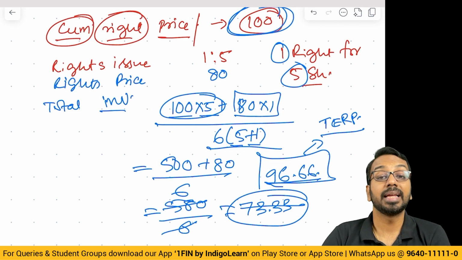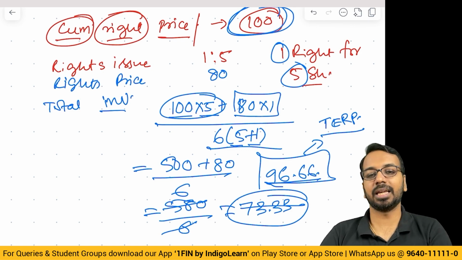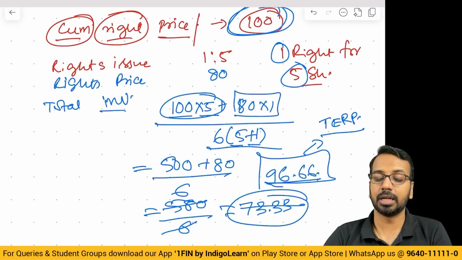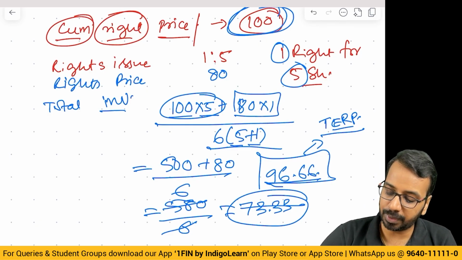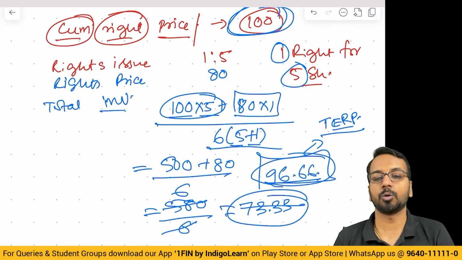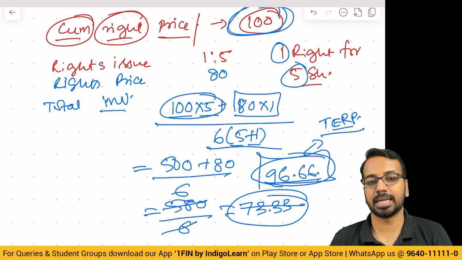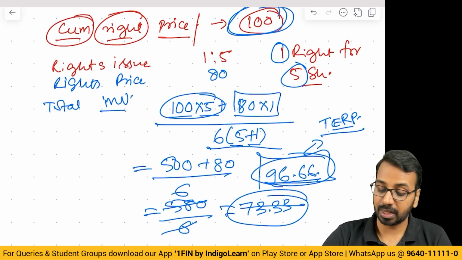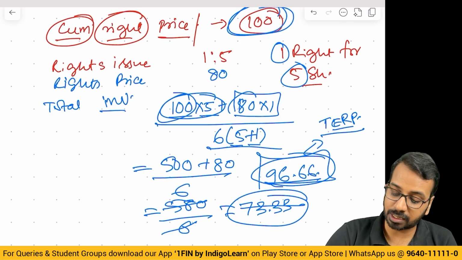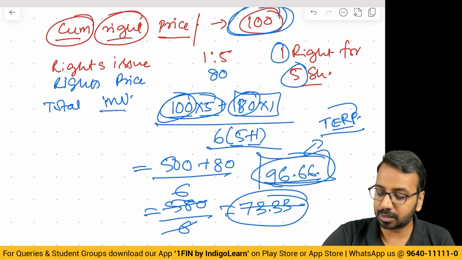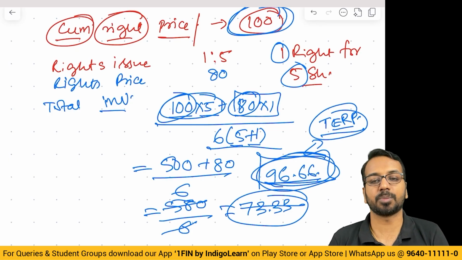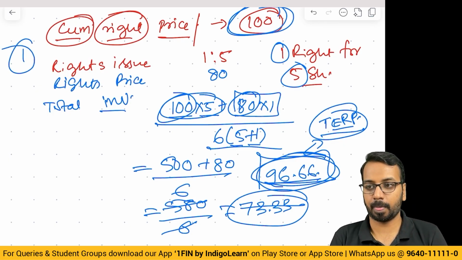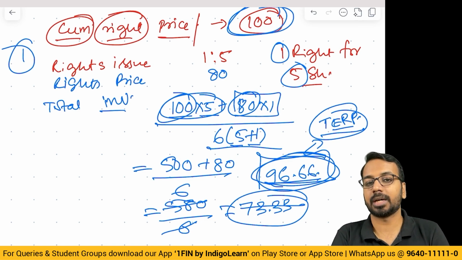Meaning to say, in theory, after the right entitlement gets over, or after the rights issue gets over, the price in the market should come down to 96.66. I started at 100, I subscribe to new shares at 80, my theoretical ex-rights price becomes 96.66. This is the first step when it comes to rights issue.